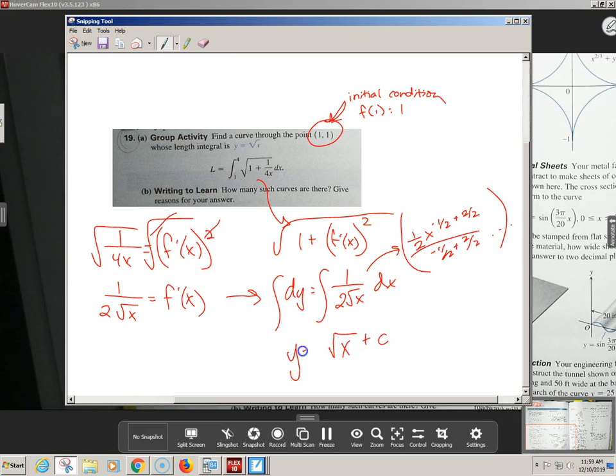Plus c. All I have to do is plug in my clue and say, aha. So square root of 1 is 1. C must just be 0. So therefore, y equals root x.